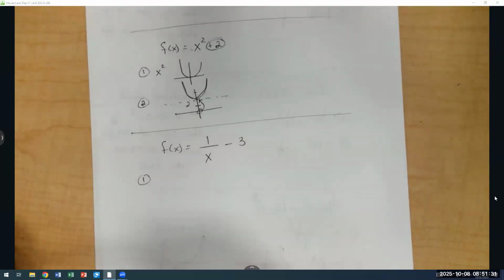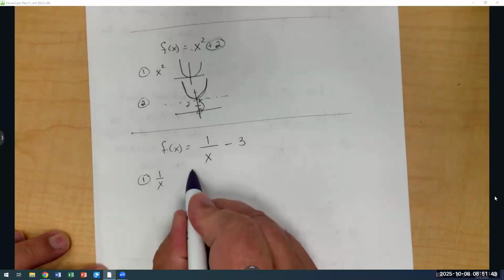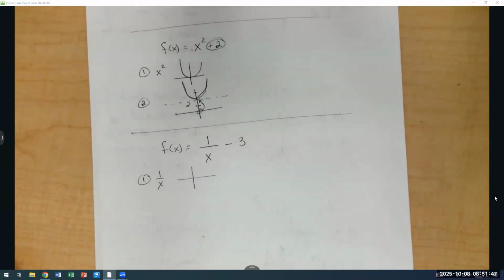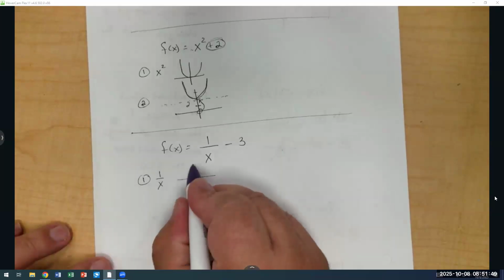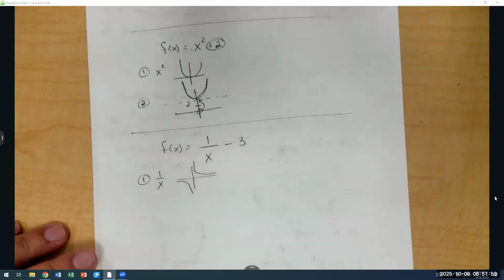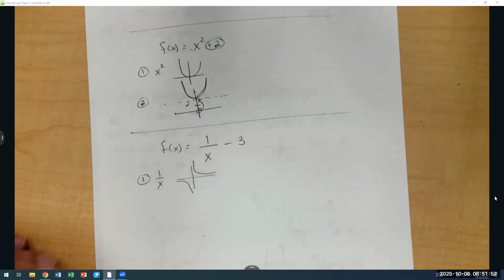So what's my original function? One over x. What does 1 over x look like? What's the graph look like? Very good. Yeah, the boomerang is opposites, right? If x is positive, the answer is positive. If x is negative, the answer is negative.